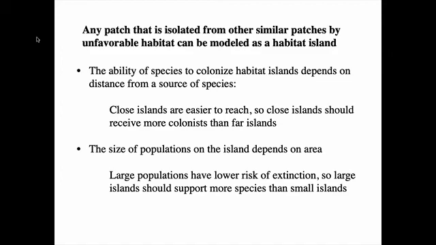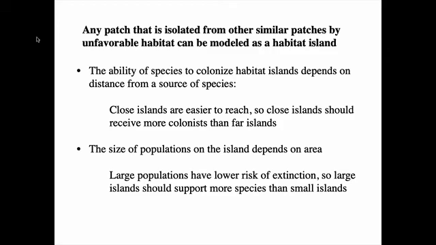So the general pattern that we expect is that habitat islands should be easy to colonize if they are close, and hard to find if they are far away. So close islands, on average, should have more species than far islands. Should have more species on the Channel Islands in California than in the Hawaiian Islands, on average. Because the Hawaiian Islands are 2,500 miles away from the coast of California. Channel Islands are about 30.